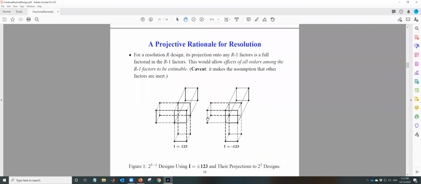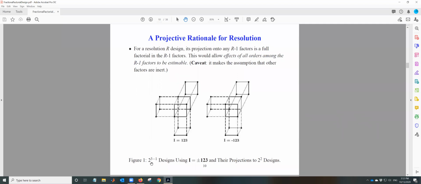Now, a fractional factorial design is actually a projection of the full factorial. For example, if you have a resolution R design, its projection onto any R-1 factors is a full factorial in the R-1 factors, just as what we discussed before. This would allow effects of all orders among the R-1 effects to be estimable. So a caveat: it makes the assumption that other effects are inert, okay?